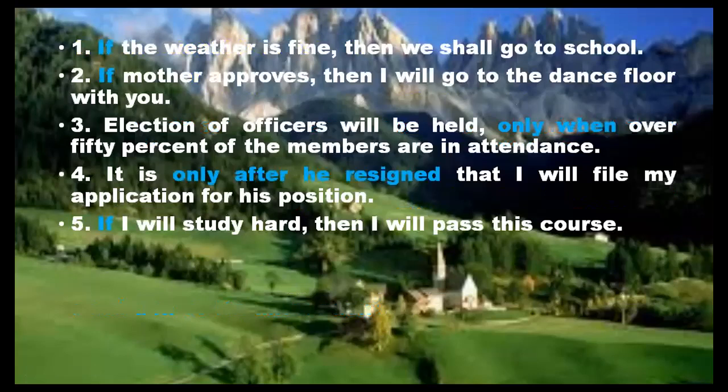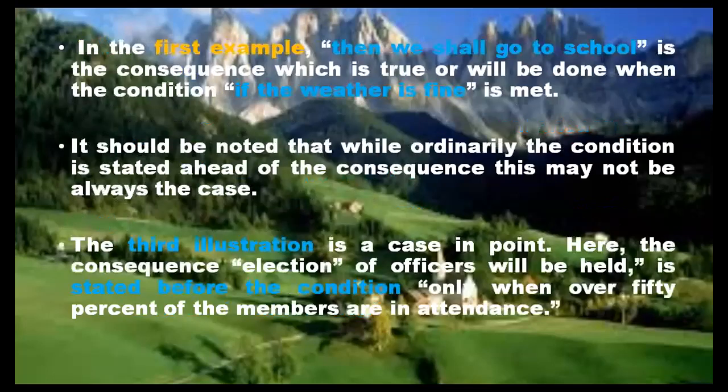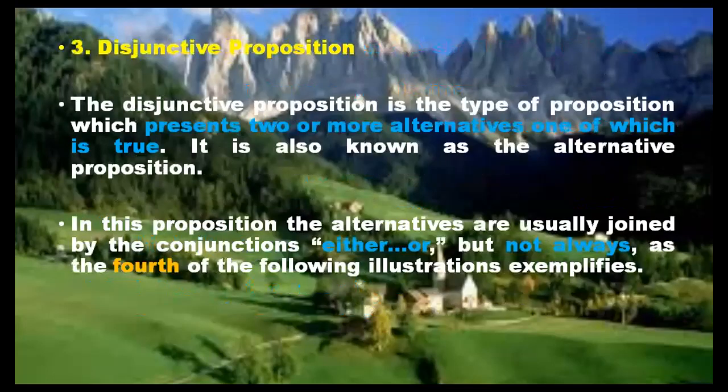Of course, if the weather is not fine, unless it is signal number 3, you still need to go to school. If your mother approves, then I will go to the dance floor with you. Okay. So we go to the disjunctive proposition.